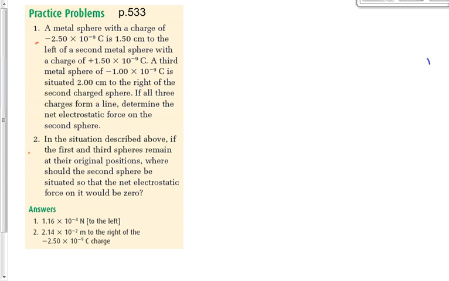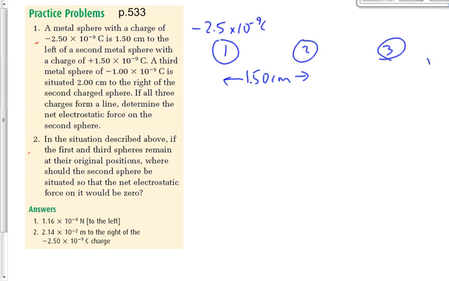Number 1. So we've got a charge here that's to the left of a second metal sphere. We'll make this negative 2.5 times 10 to the minus 9 coulombs. Charge 2 is over here. Distance is 1.50 centimeters. And then we've got charge 3 over here, which is 2 centimeters to the right of that one. Charge 2 is positive 1.50 times 10 to the negative 9 coulombs, and charge 3 is negative 1.00 times 10 to the minus 9 coulombs. And we're trying to find the force on the second sphere.